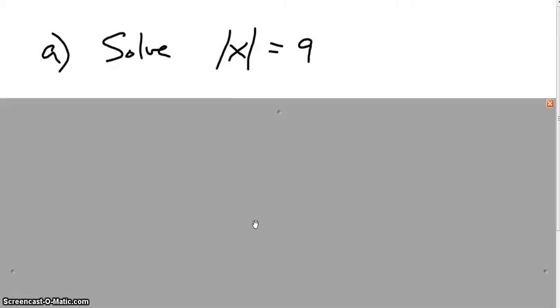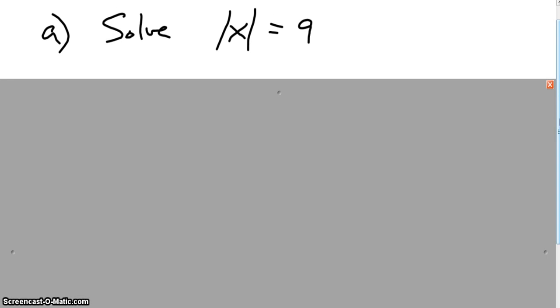So let's try this with some examples. The first is the least important. We're getting away from this one, but this is just like the sample I just used. Solve the absolute value of x equals 9. Anderson, what would we say? X equals 9 or negative 9. Good. Okay, both solutions make that statement true.